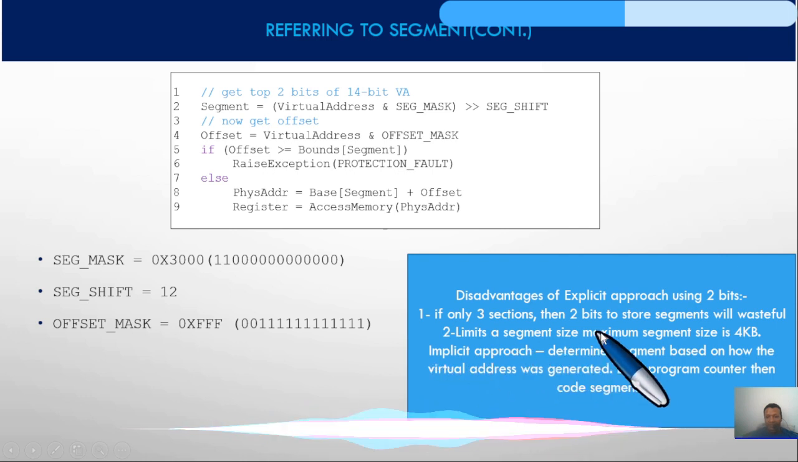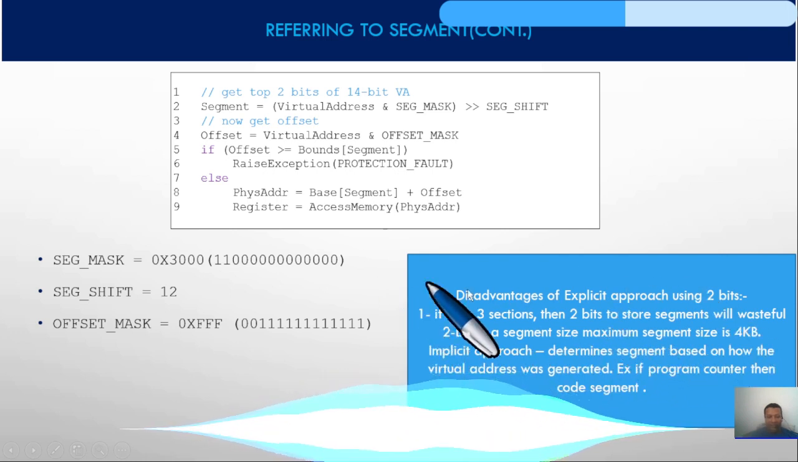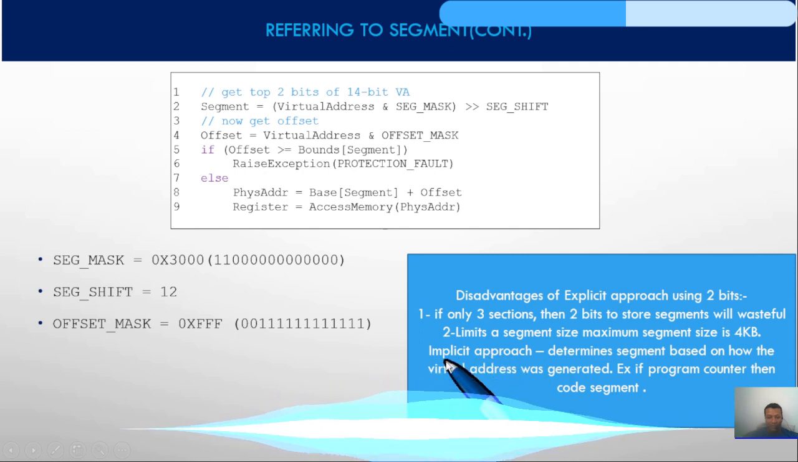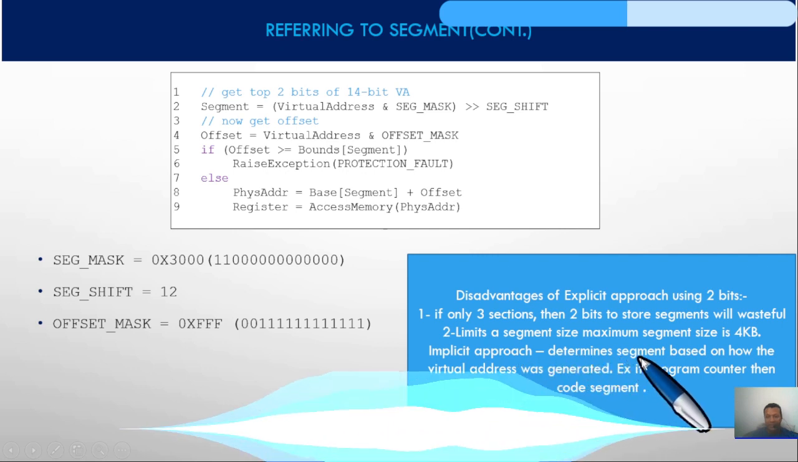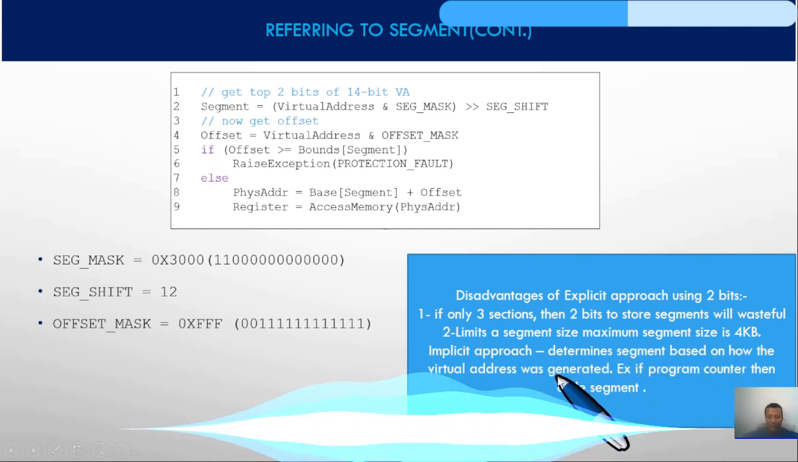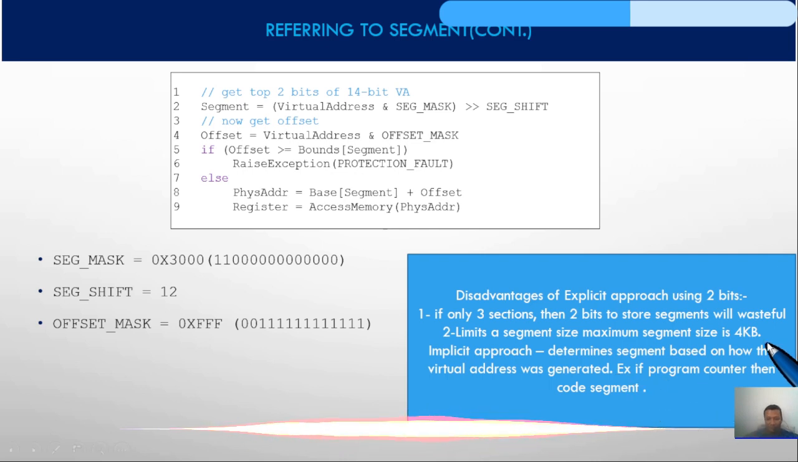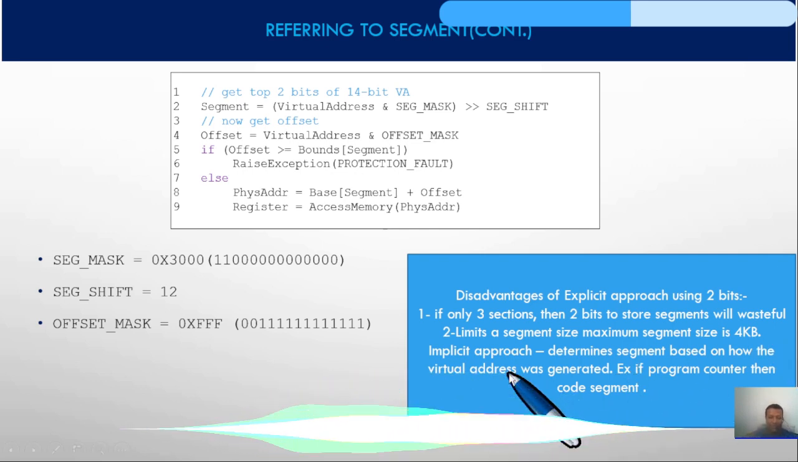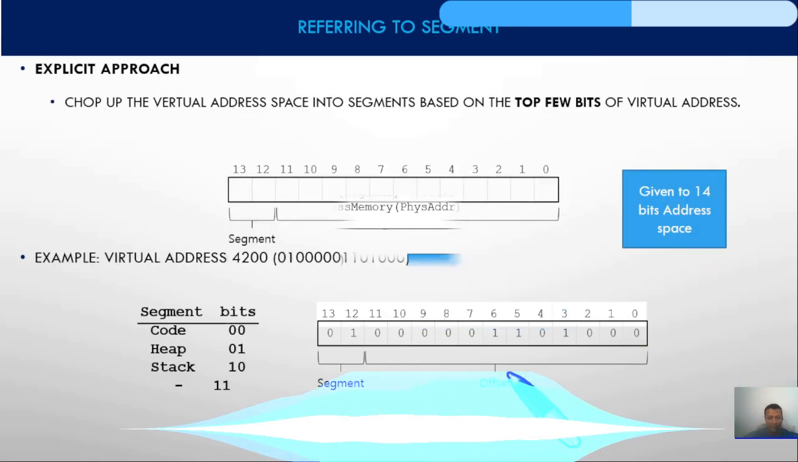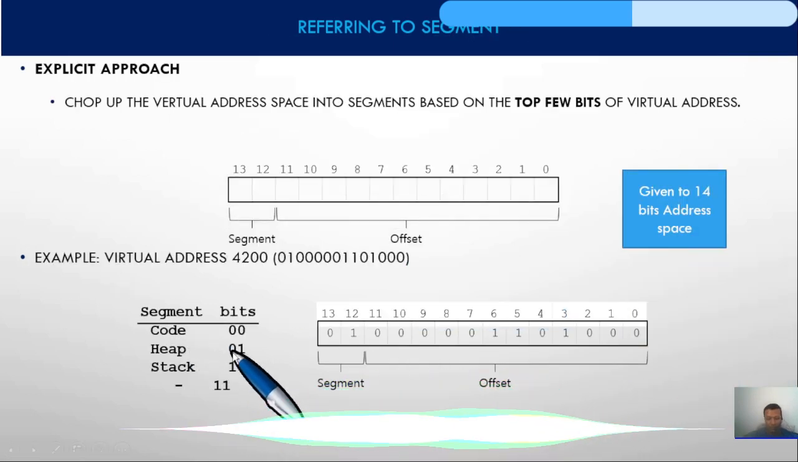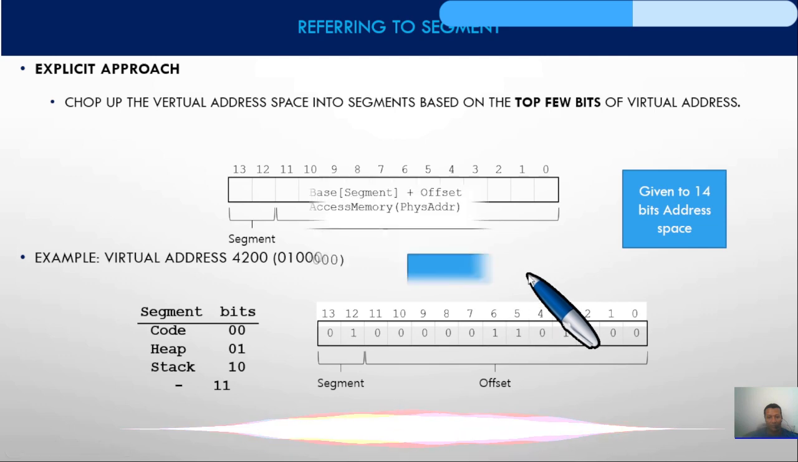Because of that, instead of the explicit approach, we have another approach, which is the implicit approach. The implicit approach determines the segment based on how the virtual address was generated. For example, if it comes from the program counter, then it is in the code area. So by learning how the virtual address was generated, it will tell us whether it is in the heap, in the code section, in the stack, or in another part of the memory.